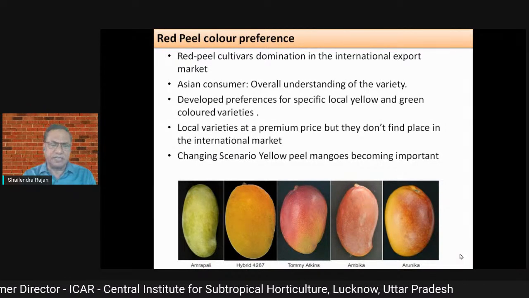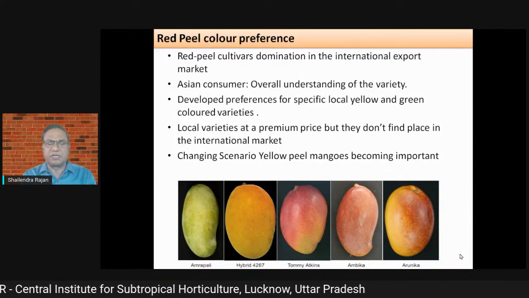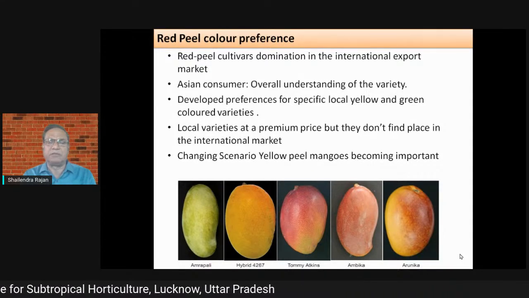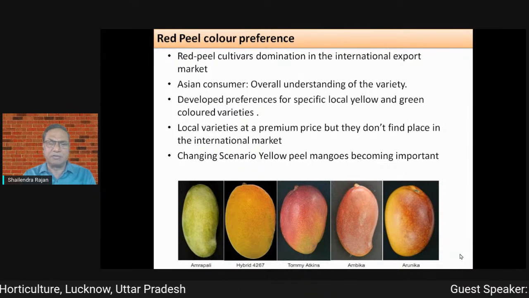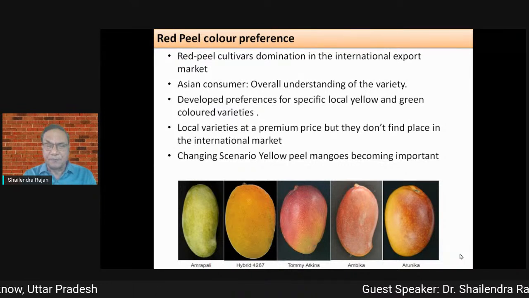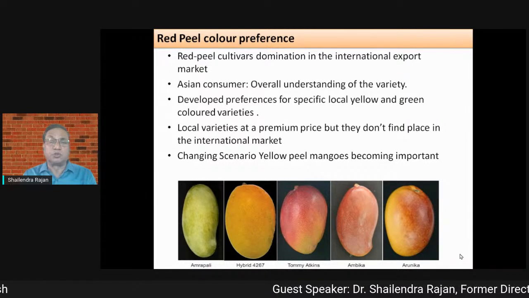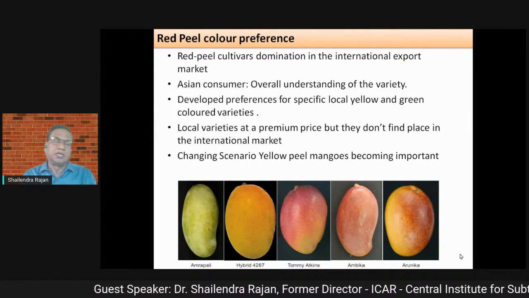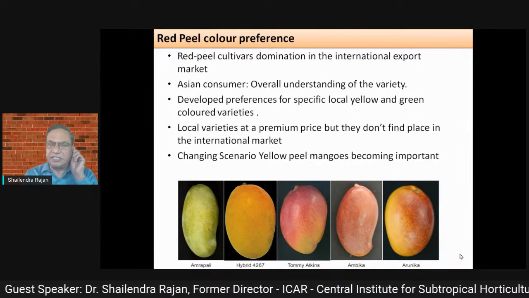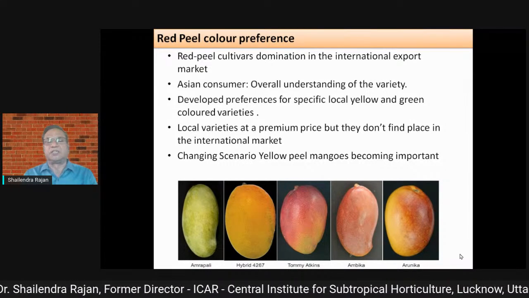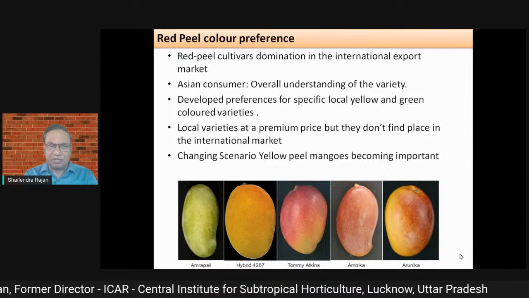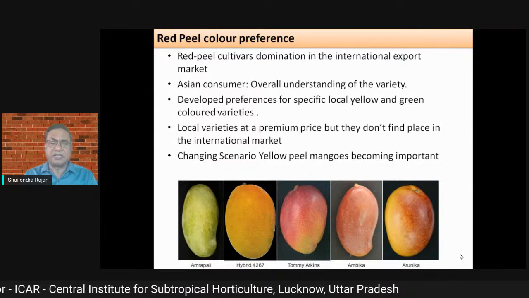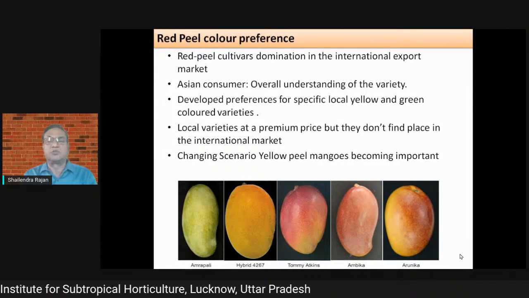Initially, red colored varieties were there, but those were not of good quality, sometimes having fiber, sometimes less pulp. But now the varieties are in the market, and it is coming up. But locally we have developed preferences for the yellow and green varieties, and in Asia also we have that type of consumer preference. The local variety, whether yellow or green, gets a good price.